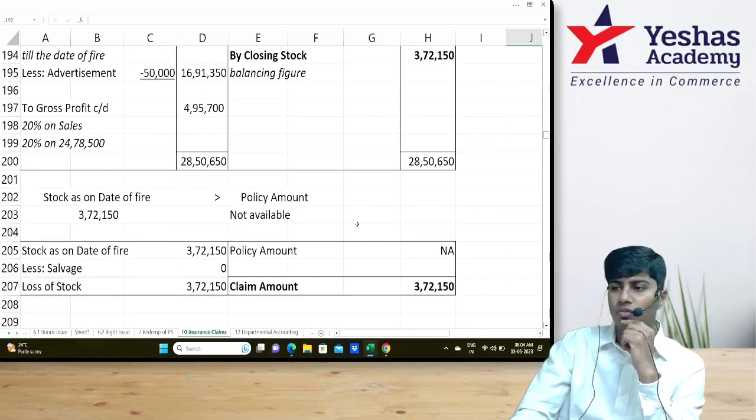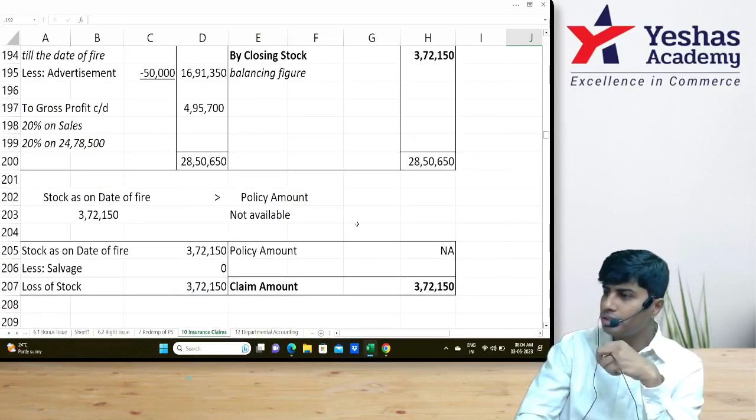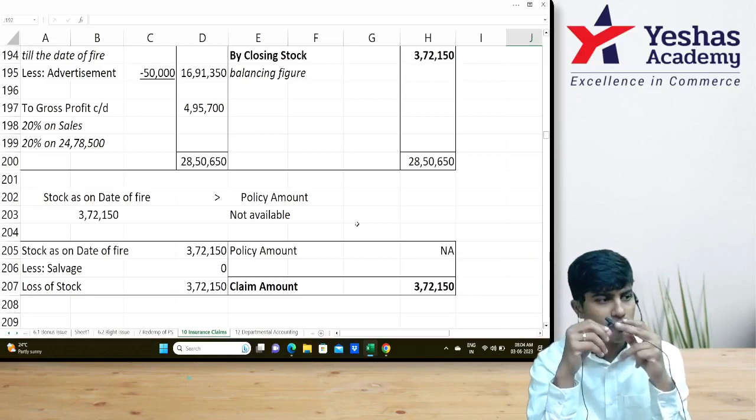Don't do the trading account first, okay? Always do the memorandum trading account first. Later it will be the trading account.